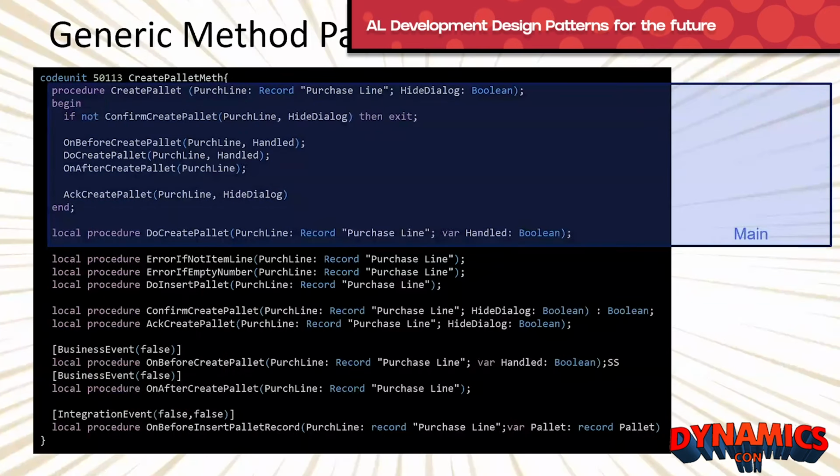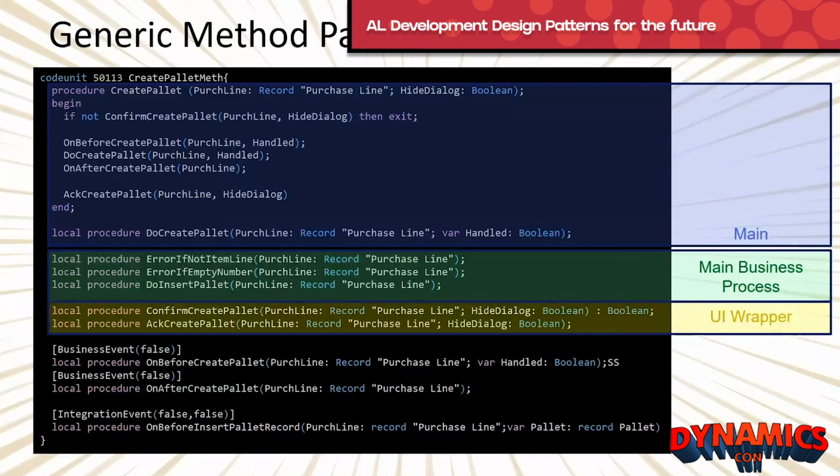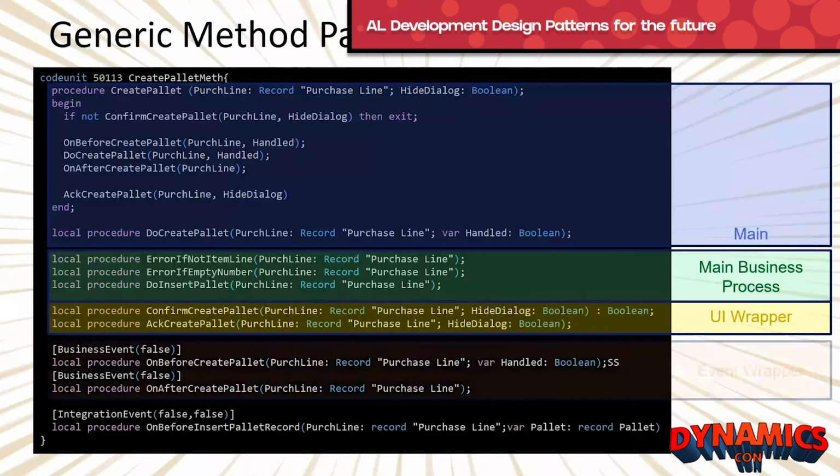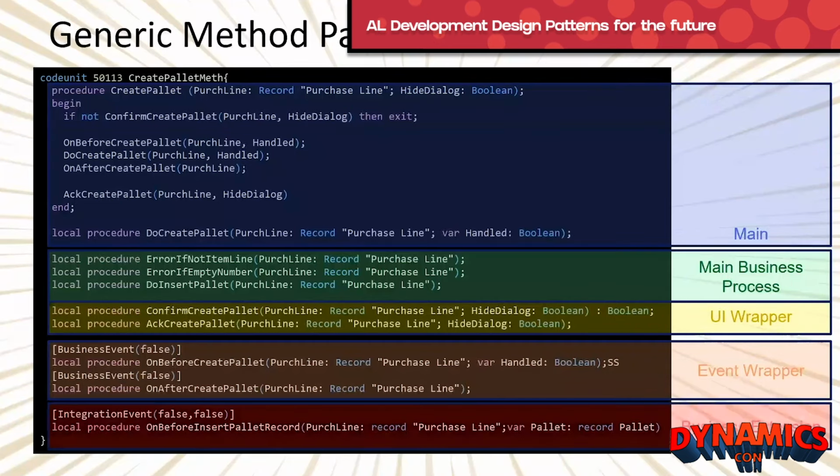So long story short, there is a main part in our code unit. There is the business part that implements my business logic. You might have that UI wrapper that can have a confirmation dialogue and an acknowledge dialogue, which is not really a dialogue, but anyway. Then we have this event wrapper, very important, on before and after. This gives it the extensibility part.